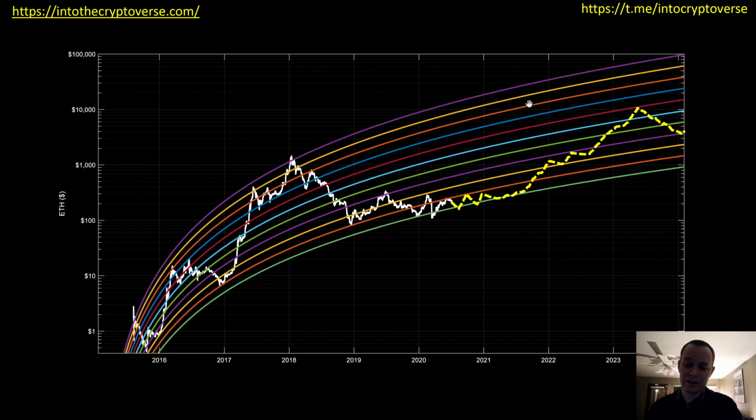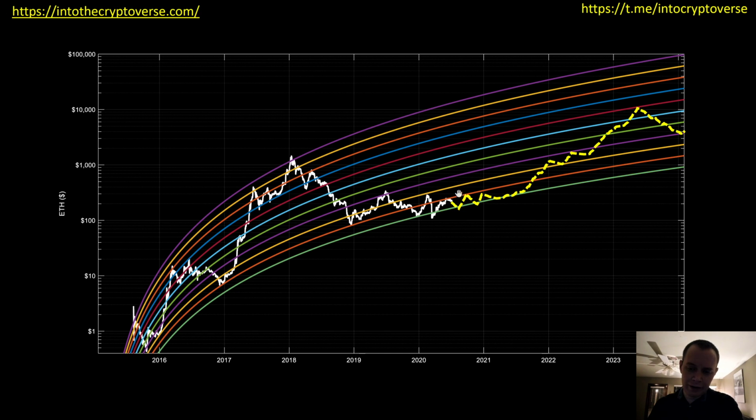So we would expect Ethereum to do at least this. And you can see that even if we were to do this in 2023, we could drop down 1, 2, 3, 4 lines and still be at a $10,000 Ethereum by the middle of 2023, plus or minus say 6 or 8 months or something. So this is the general idea.